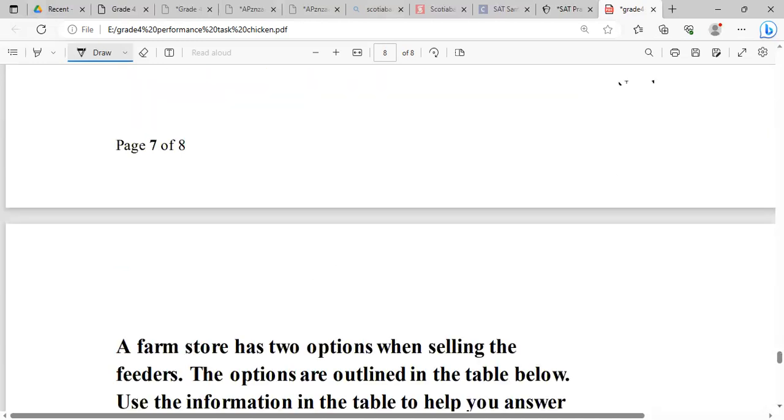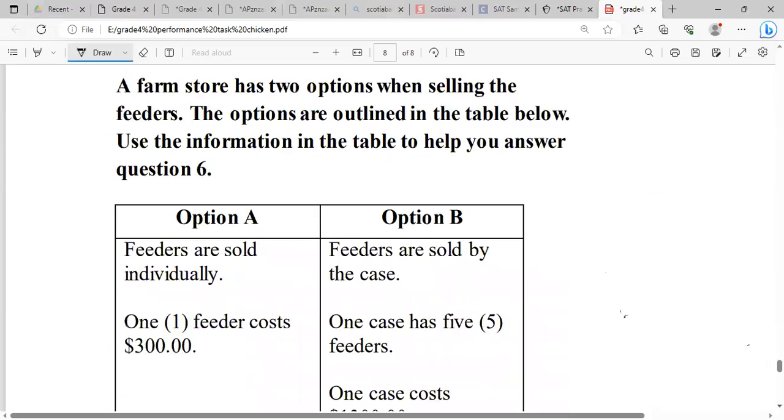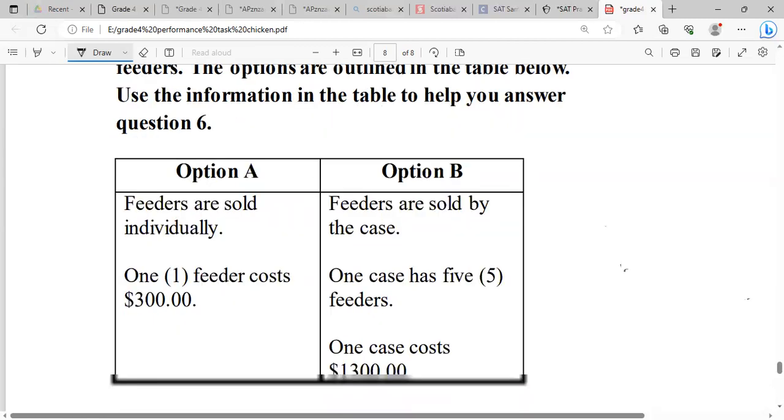And the last part of the whole thing says, a farm store has 2 options when selling the feeders. The options are outlined in the table below. Use the table to answer question 6. So option A, feeders are sold individually, and 1 feeder costs $300. So that's 1 for 300. And option B, feeders are sold by the case. 1 case has 5 feeders. All right. 1 case costs $1,300. So 5 feeders cost that.